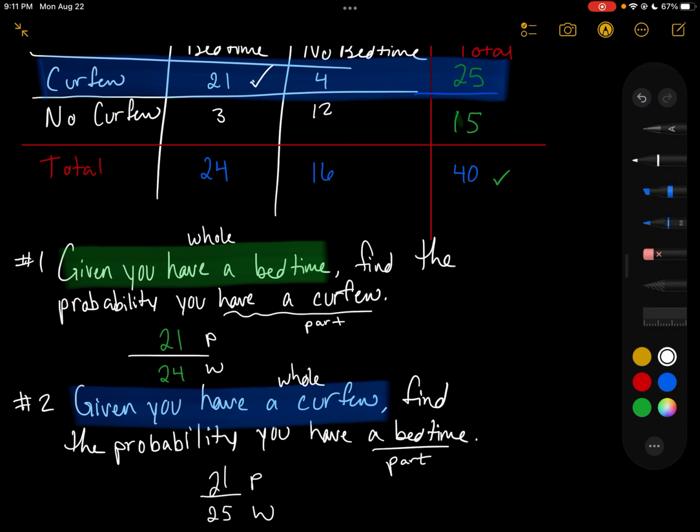So the key to today is identifying what is the whole. And you're only working within the framework of what is your whole. So that word given is telling us that we have some conditions on our probability.